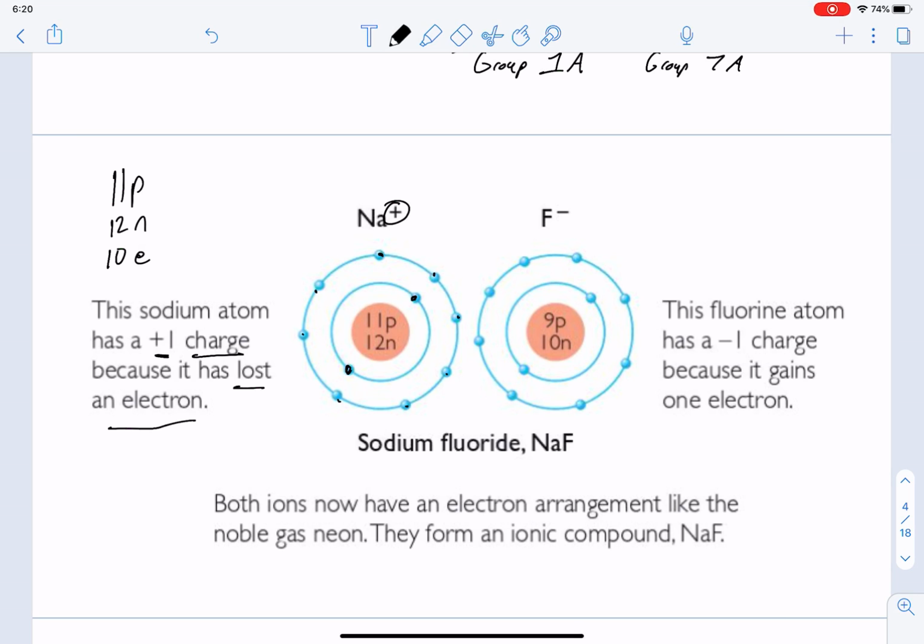Right? It's kind of like a kid's show. We're just kind of counting numbers, right? We know how to count. So this is good practice. Fluorine, on the other hand, gained an electron, right? So maybe this guy is the one that gained.